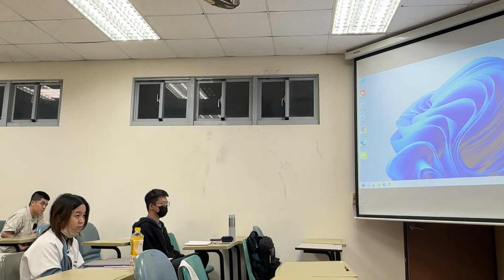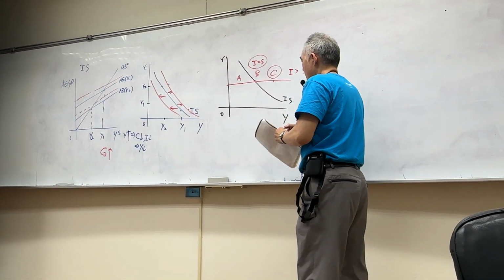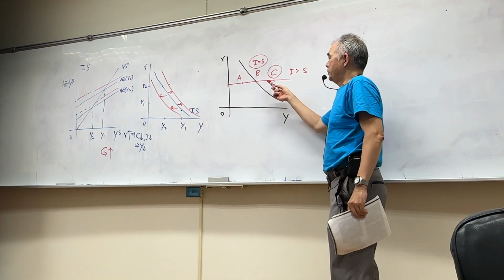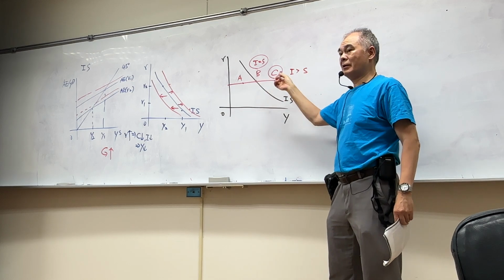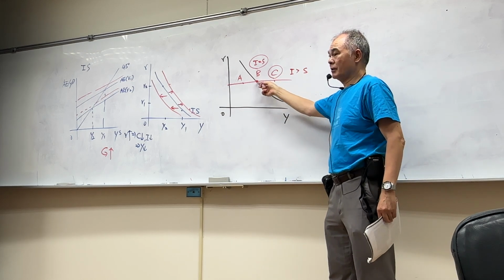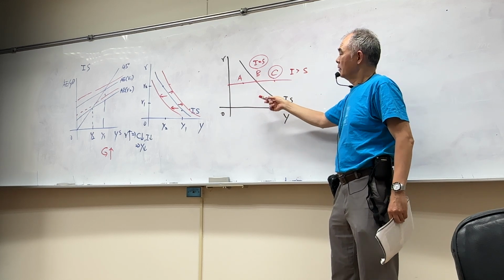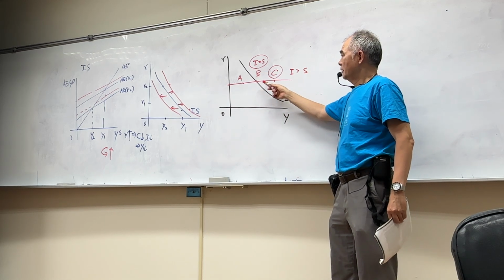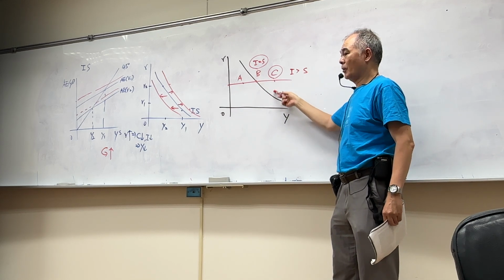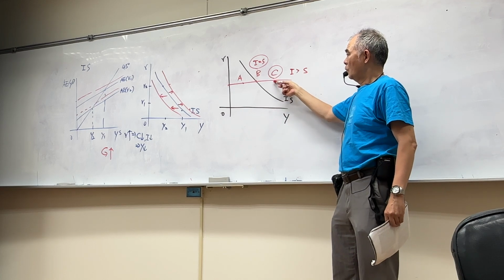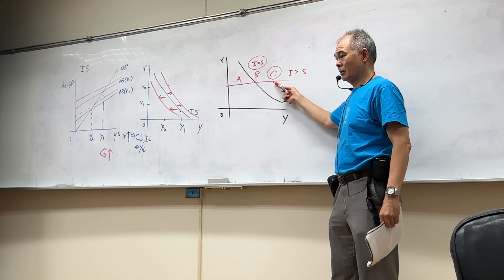I is greater than S. Okay, because A, B, and C have the same interest rate level, we already have investment. The only difference between A, C, and B is income level. C has a higher income level, so the output is higher, right? So what does that mean?